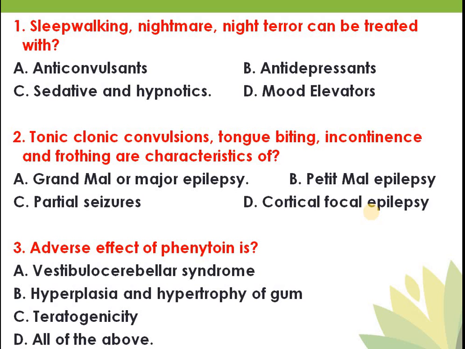Okay, so what is the mechanism of action of phenytoin? So it will block sodium and calcium influx into the axon of the nerve. Then it will also inhibit the release of excitatory neurotransmitters. It will also potentiate the action of GABA. So it has three mechanisms of action.